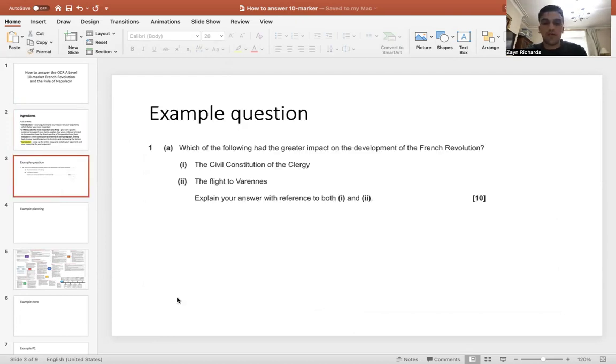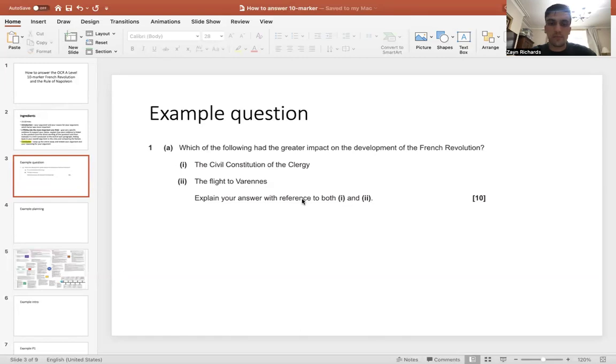So here is the question I'm going to have a go at. Which of the following had the greater impact on the development of the French Revolution? The civil constitution of the clergy, the flight to Varennes. Now, this question is not the easiest question, I would say. It's actually one of the more difficult 10 markers they've asked.